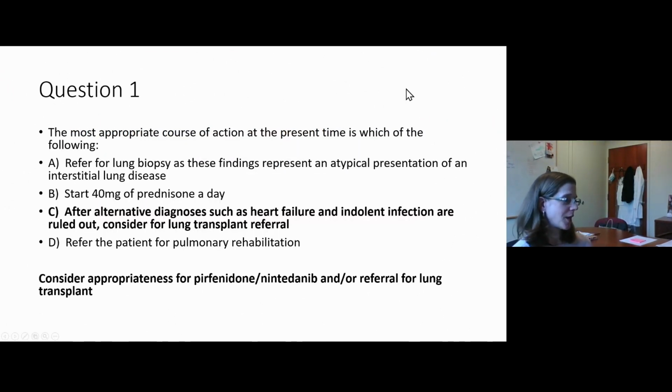There we go. But I agree with the group that C would be the appropriate answer. This patient seems to have IPF. It's the right clinical setting and the right imaging, and therefore we would consider not only initiation of antifibrotic therapy, but also referral for lung transplantation. We can move on to the next question.